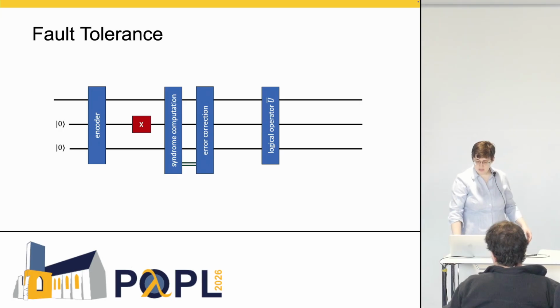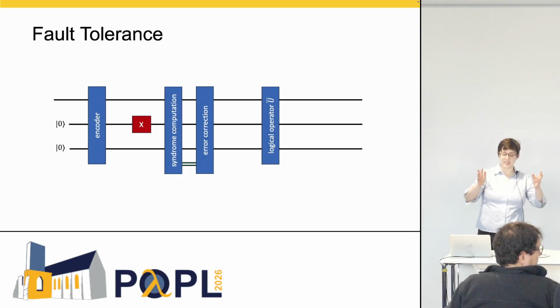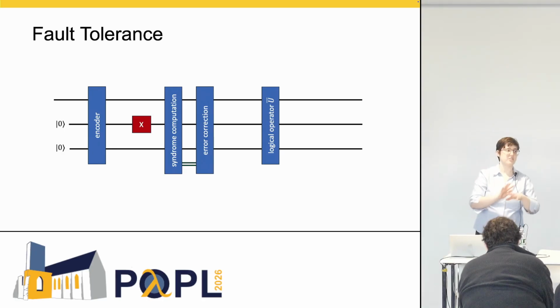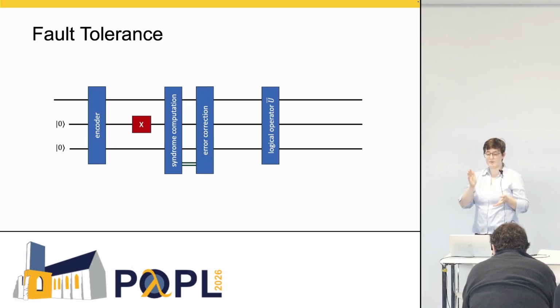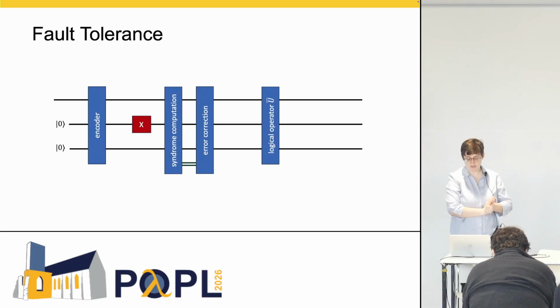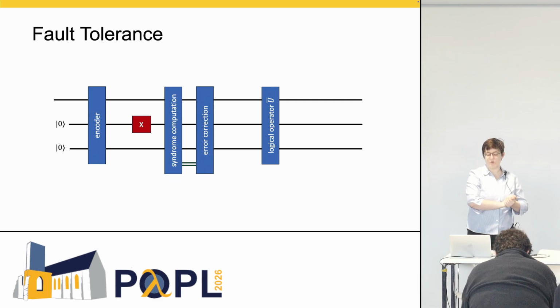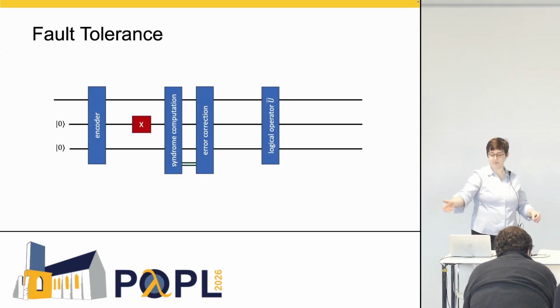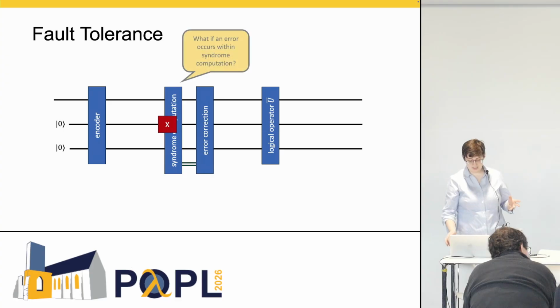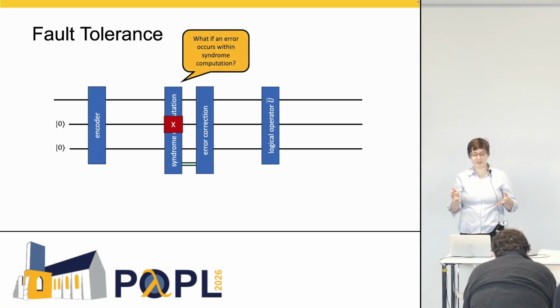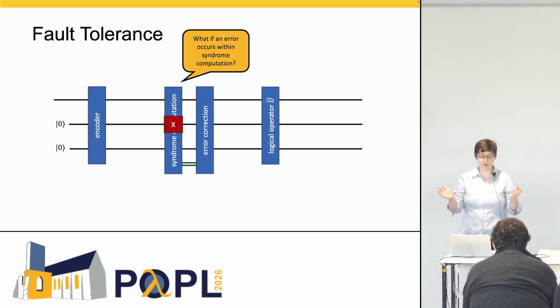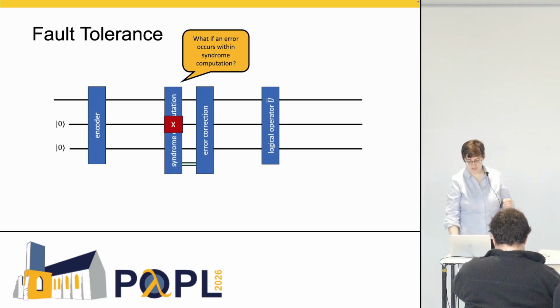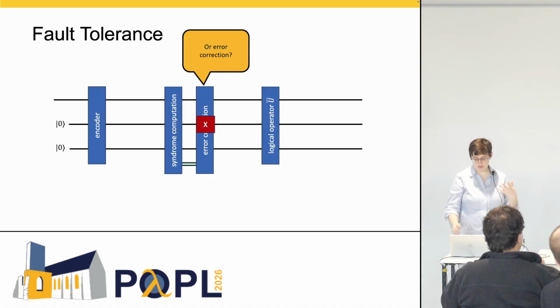So that's error correction. Certainly, verification of error correcting codes is not a solved problem, but in this paper that I was referencing, we want to go beyond error correction and talk about fault tolerance. So while these error correcting codes tell you how to correct errors that occur in between these blocks, in practice, what happens if an error occurs sometime within one of these blocks? So within syndrome computation, within the error correction itself, or within a logical operator.